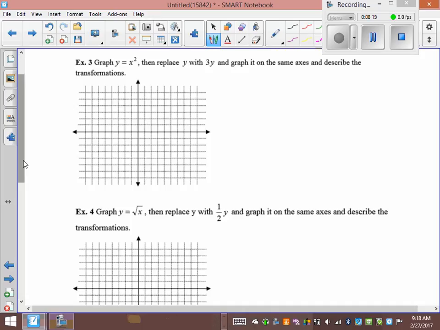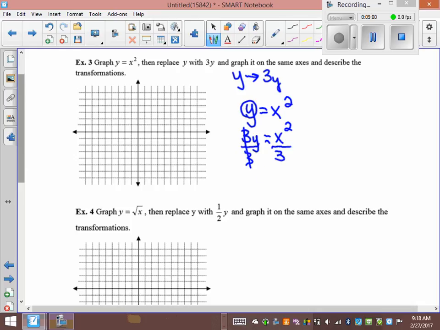Example 3. Graph y equals x squared, then replace y with 3y. So we're replacing y with 3y. We're doing replacement notation. So y becomes 3y. So we take the y in y equals x squared, we take this y, we huck it out, and we replace it with 3y. Most people don't like the vertical stretch with the y. They like moving it over to the other side and leaving everything in y equals always. That's usually the choice. So I would divide by 3.